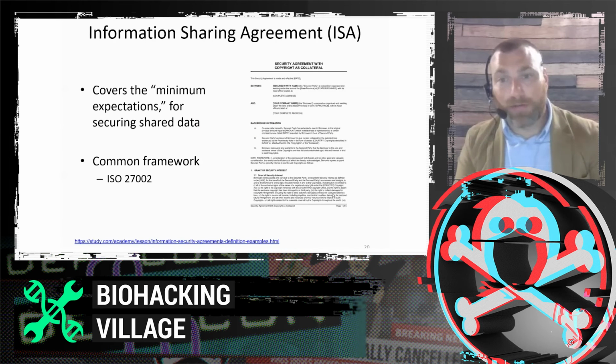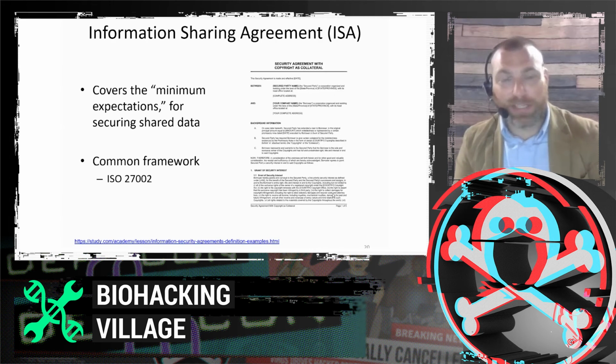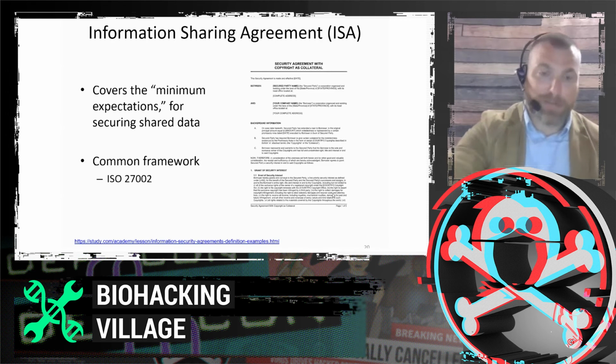ISA, so this would be more if you're actually handling the customer's data. Typically it would have an ISA, and again, we can spend a whole class on just creating BAAs and ISAs, but it basically sets out the minimum expectations for securely hosting someone else's data and follows the framework.